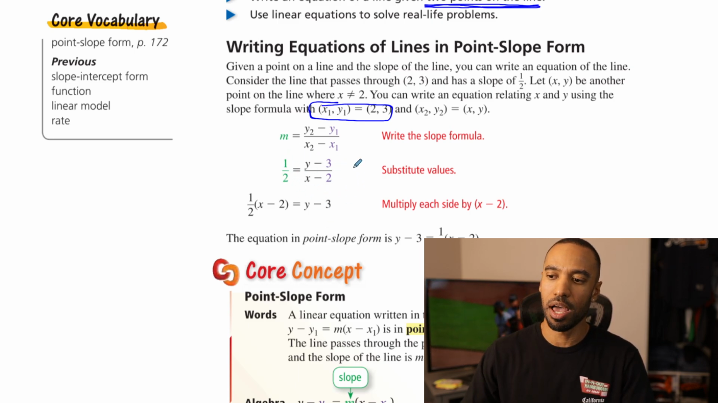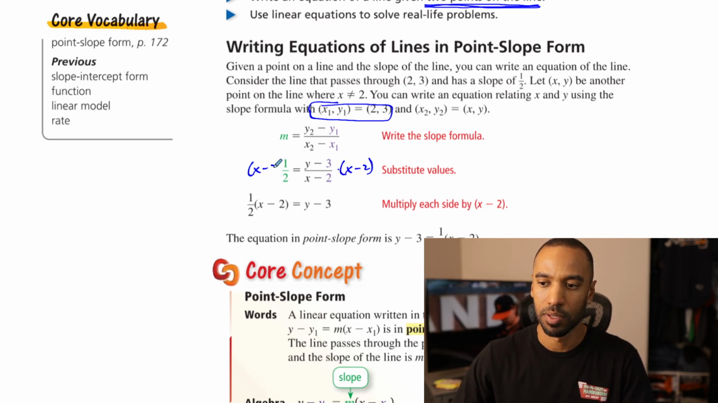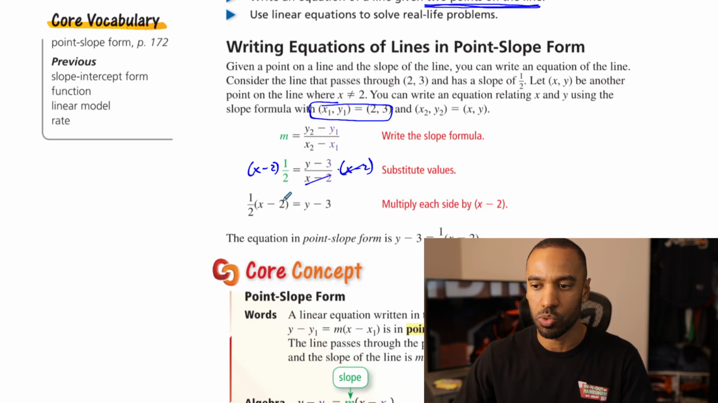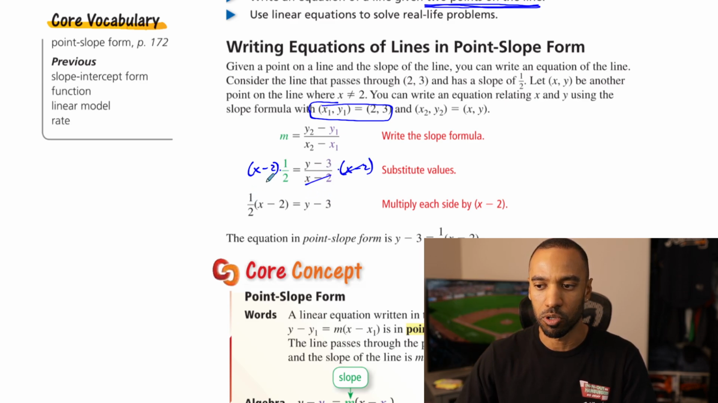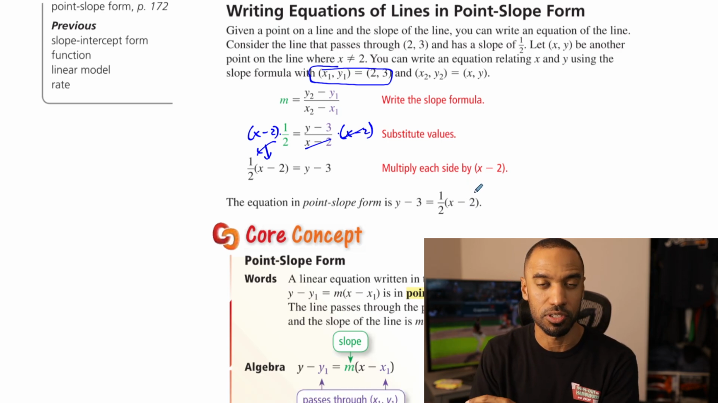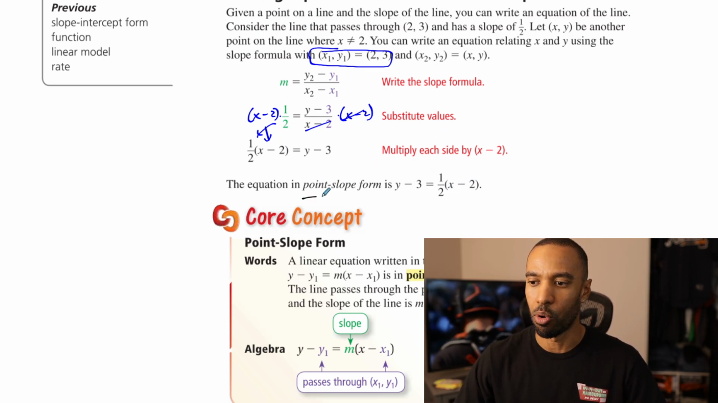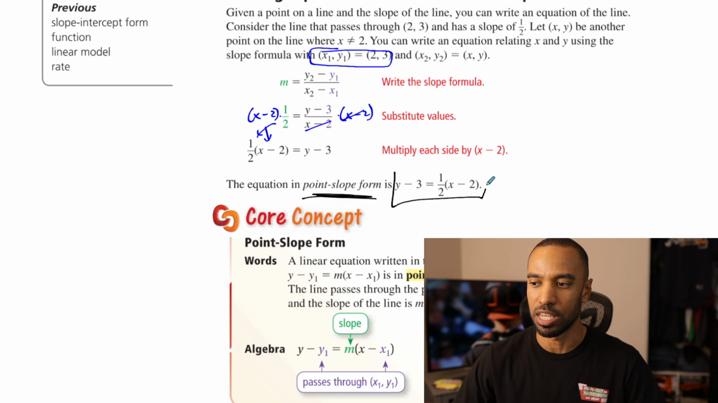But if you multiply both sides by x minus 2, remember this would represent an entire quantity, and x minus 2 divided by x minus 2 is 1. Now y minus 3 is here, and 1/2 is multiplying by x minus 2 over here. Let's rewrite this so the y term is not by itself, but on the left side of the equation. So now this will say y minus 3 equals 1/2 times x minus 2. What you're looking at is the point-slope form of this equation.